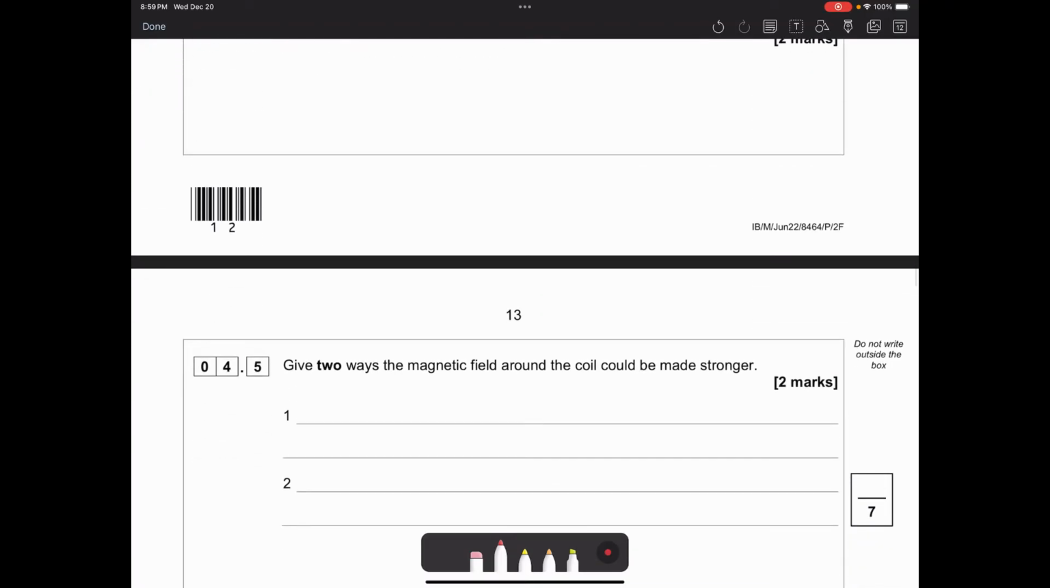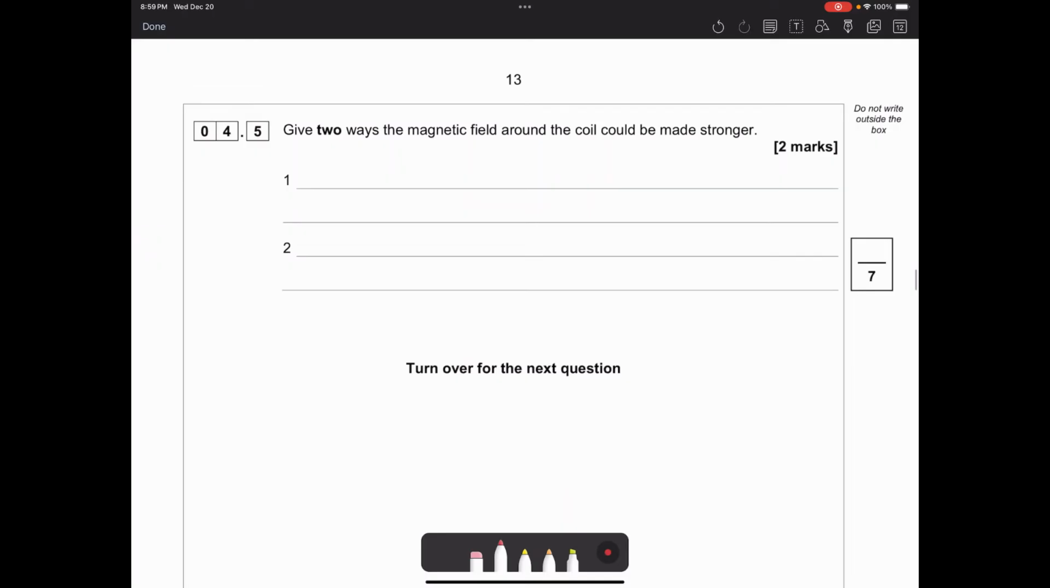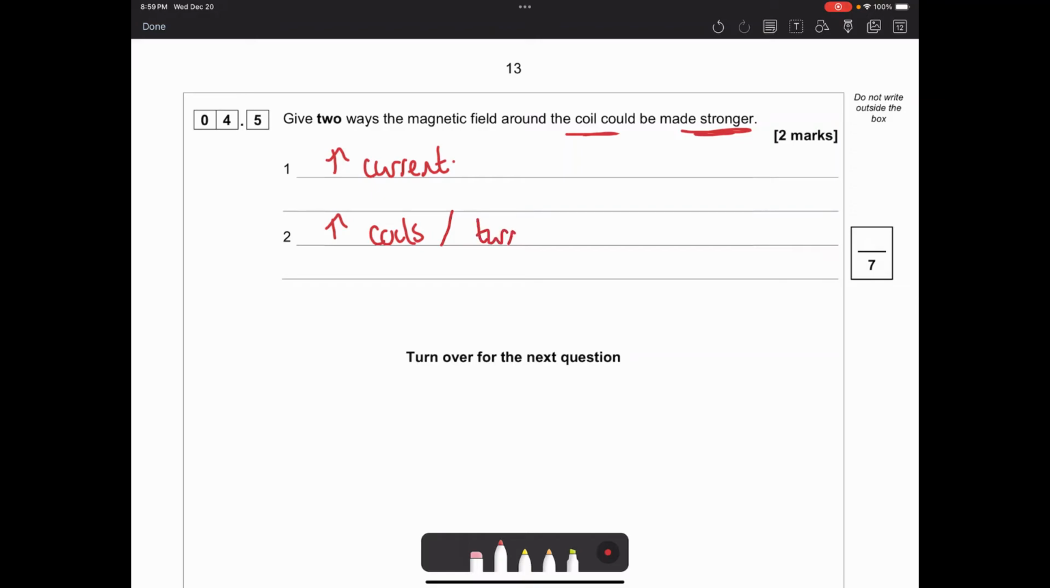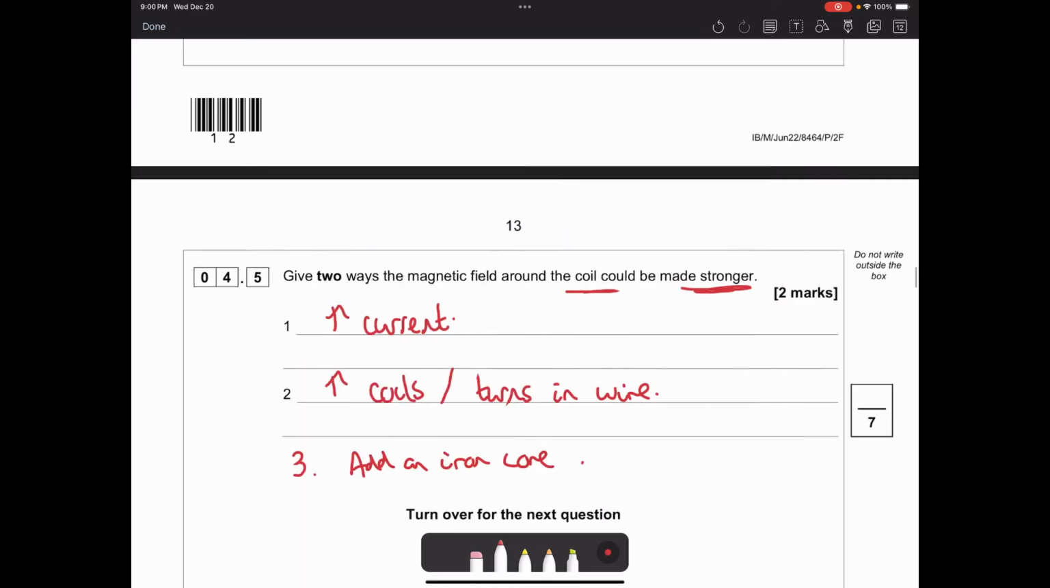It then says, question 4.5, give 2 ways the magnetic field around the coil could be made stronger. So if I've got an electromagnet, what could I do? There are 3 things you can do. You can increase the current going through the wire. You can increase the number of coils, okay, the number of turns in the wire. And the final thing you could do, you could add an iron core.